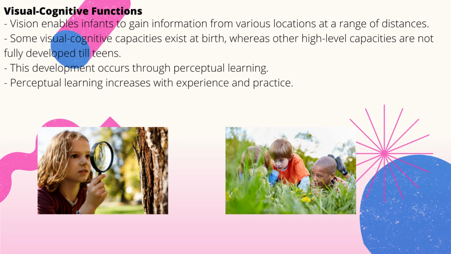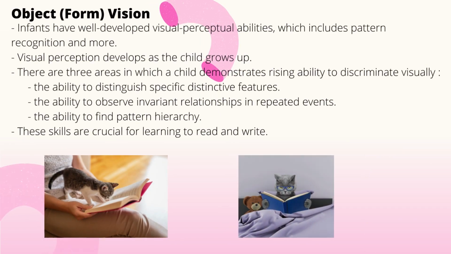Vision enables infants to gain information from various locations at a range of distances, and is also a means for infants to organize information received from other senses. By coordinating visual and auditory input, infants acquire information as they explore more in their physical and social environments. Some visual cognitive capacities exist at birth, whereas other capacities are not fully developed till the teenage years. This development occurs through perceptual learning and the process of extracting information from the environment. Perceptual learning increases with experience and practice, and also through stimulation from the environment.